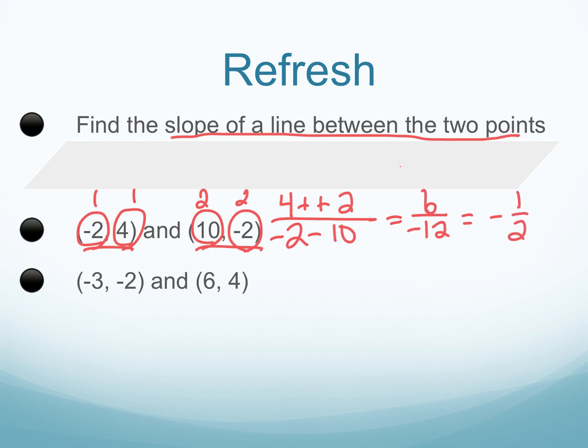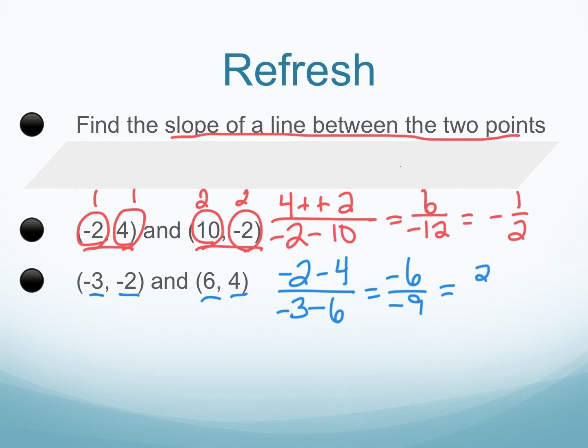And then let's try it with these other points. Again, change in y over change in x. My two y points are negative 2 and 4. So I have negative 2 minus 4 over negative 3 minus 6. That gives me negative 6 over negative 9. Negative divided by negative is a positive. So 6 over 9 becomes 2/3 when we reduce it.